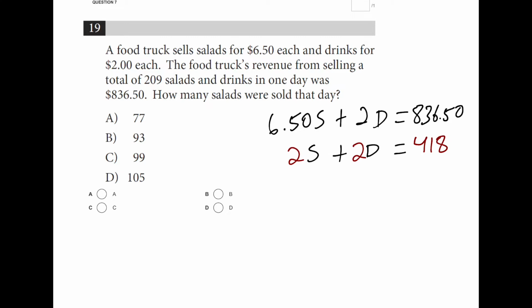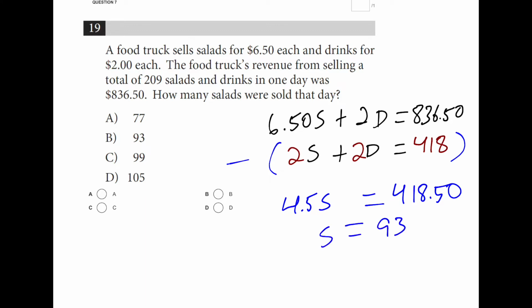If I subtract all 3 columns straight down, I end up with 450 for a salad. The drinks go away. And here, I'm left with 418.50. If I divide that by 4.5, I get 93. And there's our answer.